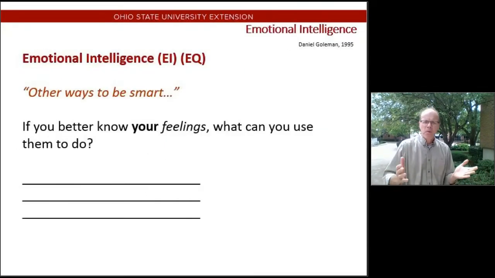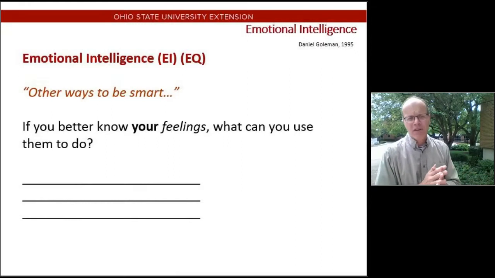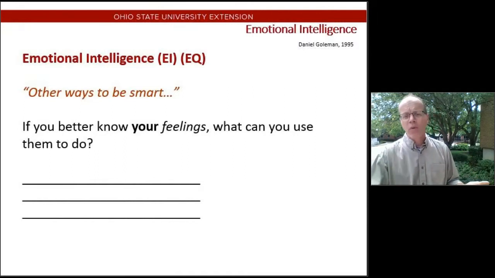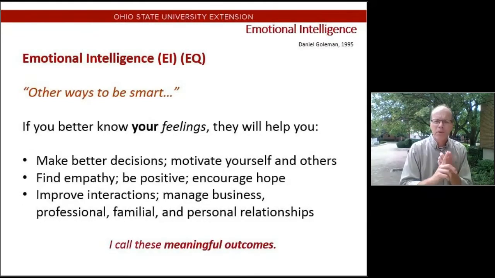So, boil it down. Goleman, 1995, wrote some of the seminal work on emotional intelligence. He really boils it down and says it's another way to be smart. Because if you better know your feelings, what can you use them to do? Think about that for a second. You can make better decisions.